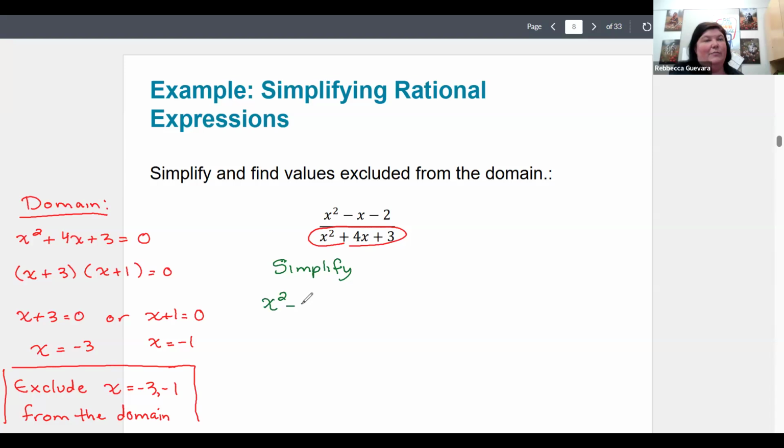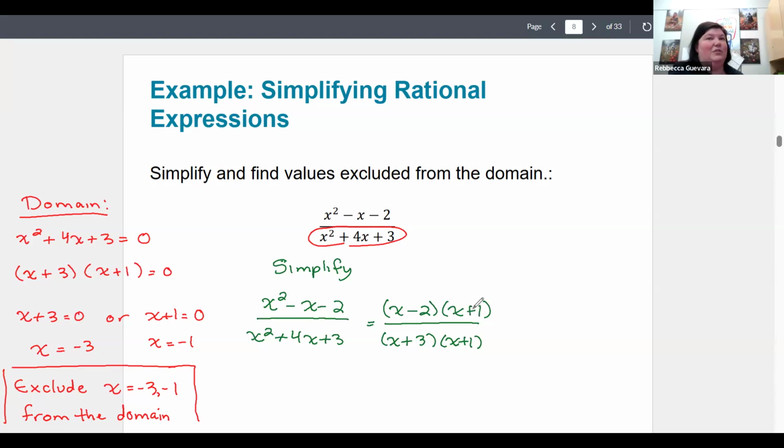So I have x squared minus x minus 2 divided by x squared plus 4x plus 3. So we factor both the numerator and the denominator. We already know the denominator is going to factor into x plus 3 and x plus 1. Now the numerator, we need two numbers that multiply to give me -2 and add to give me -1. So that'd be x minus 2 and x plus 1.